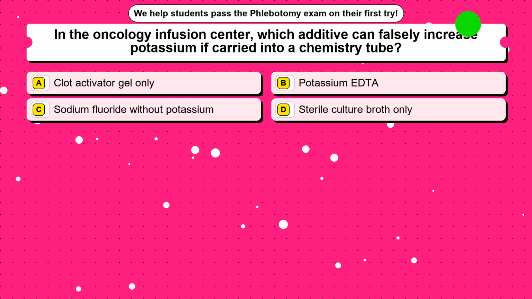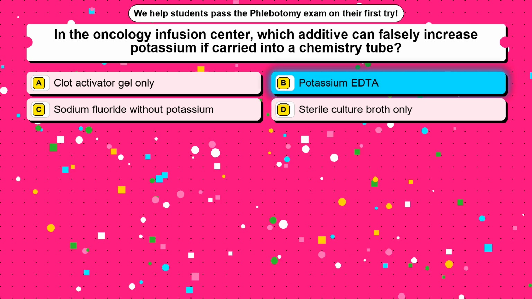Question 80. In the Oncology Infusion Center, which additive can falsely increase potassium if carried into a chemistry tube? Option A, clot activator gel only. Option B, potassium EDTA. Option C, sodium fluoride without potassium. Option D, sterile culture broth only. The correct answer is option B, potassium EDTA.